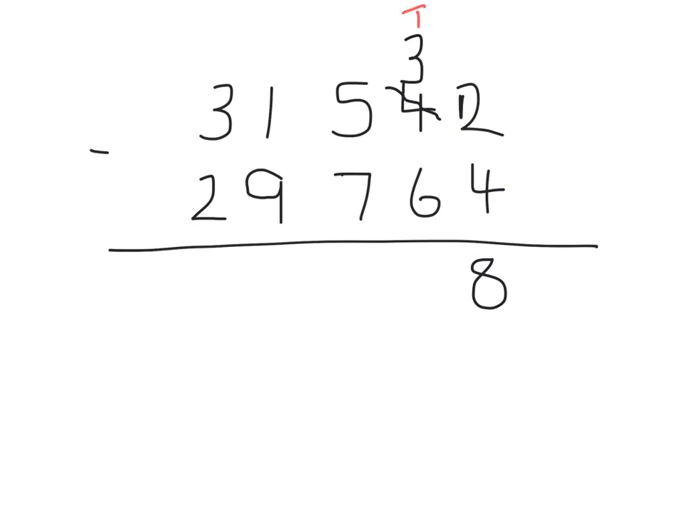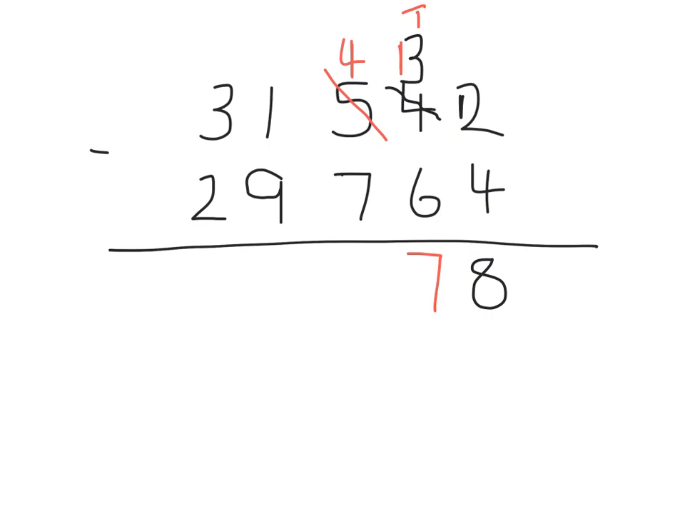I can't do 3 take away 6, so I can't take away 3 tens from 6 tens, so I'm going to borrow from the hundreds column. So I'm going to borrow 100. So I'm going to take 5 take away 1, and so this will make this 4, and I'm going to move that 100 into the tens column. So it'll make 13 tens take away 6 tens, which will be 7 tens.